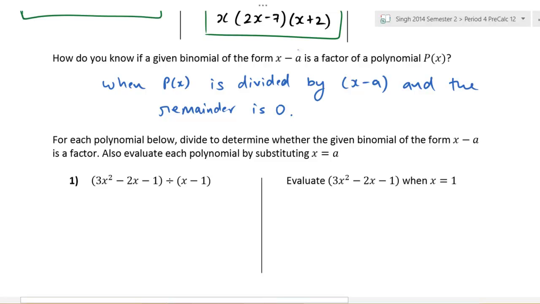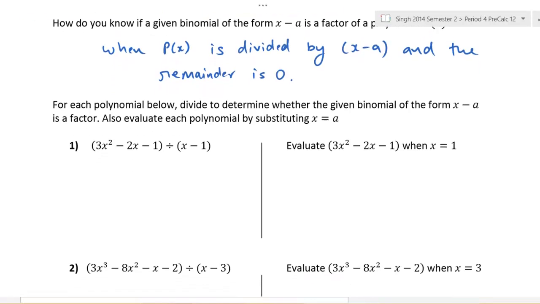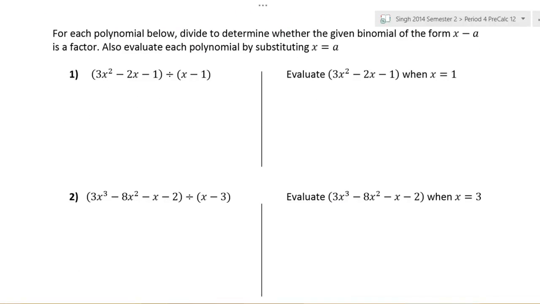Our goal today is going to be using this idea and using other concepts to try and figure out when something is a factor of a polynomial without having to do the entire long division or synthetic division on it. So with that in mind, let's move on to our first example. For each of the polynomials below, determine whether the given binomial of the form x minus a is a factor. Also evaluate each polynomial by substituting x equals a.